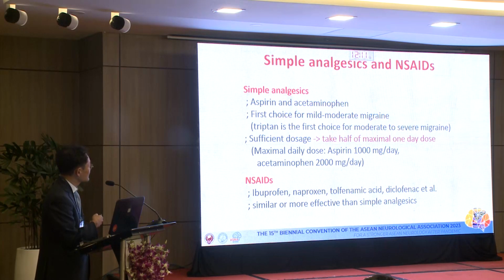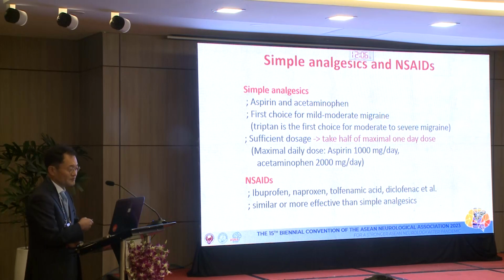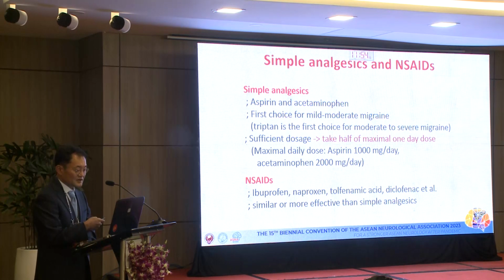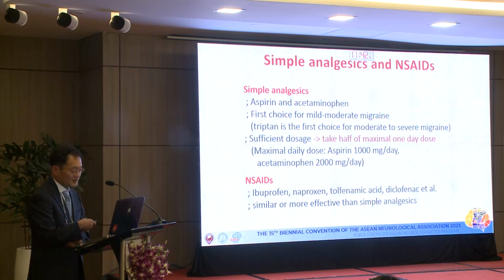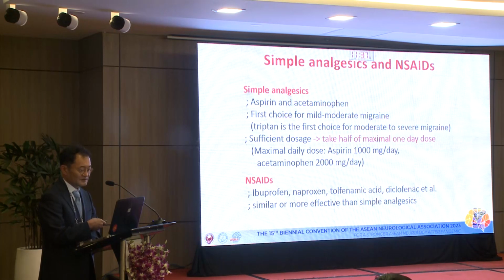Simple analgesics. Aspirin and acetaminophen are simple analgesics, and they are the first choice for mild to moderate migraine. Sufficient dosage is very important. Take half of the maximal one-day dose at a single attack. The maximal daily dose of aspirin is 1,000 milligrams, and acetaminophen is 2,000 milligrams. Therefore, try aspirin 500 milligrams and acetaminophen 1,000 milligrams. NSAIDs such as ibuprofen, naproxen, tolfenamic acid, and diclofenac showed similar or greater effectiveness than simple analgesics.